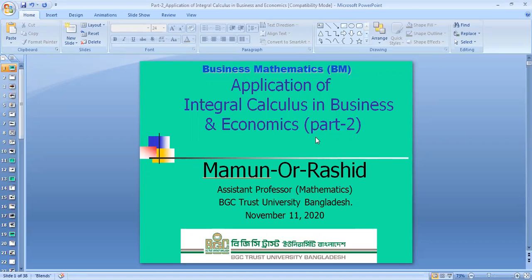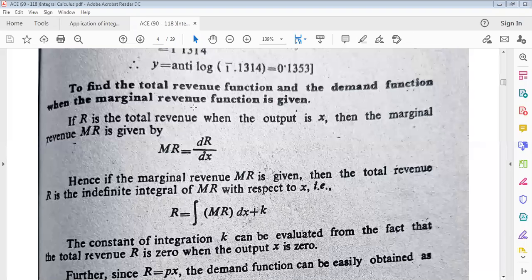In the previous class we studied how to find the total revenue and total cost by using integral calculus. Today we also discuss these types of application. This is the second part, and in this part we study real life examples and applications of integral calculus in business and economics. Actually, to find the total revenue function and the demand function when the marginal revenue function is given, we'll try to understand now how to find the revenue.